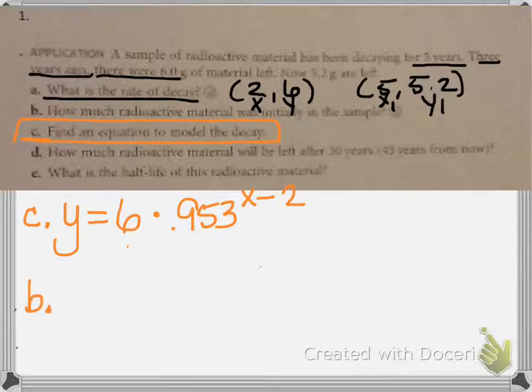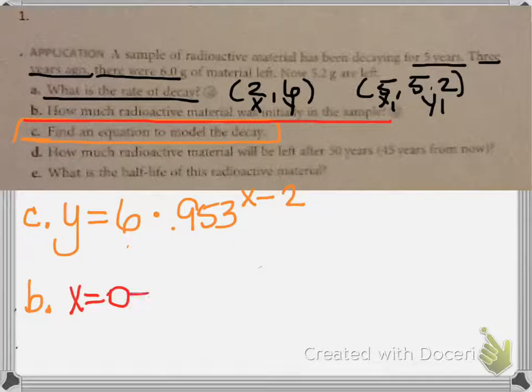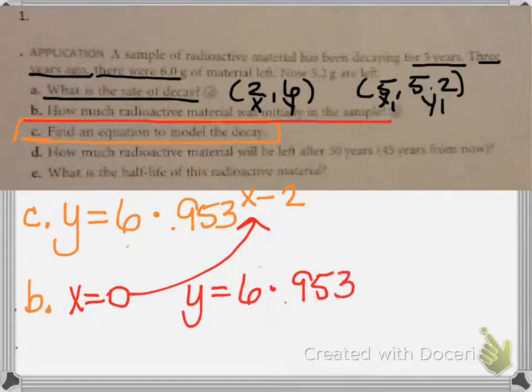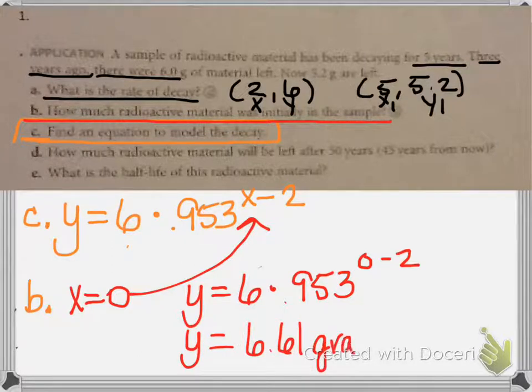So how much radioactive material was initially in the sample? Initially, when we start out, no years have passed, which means that x equals 0. So I'm just going to plug this in here to find out how much was initially in the sample. So y equals 6 times 0.953 to the 0 minus 2. Throw that all in the calculator, calculate, and find out that it's about 6.61 grams initially in the sample. And that's part B.